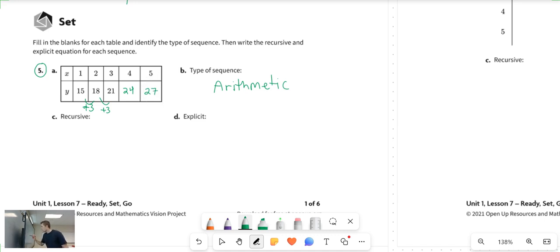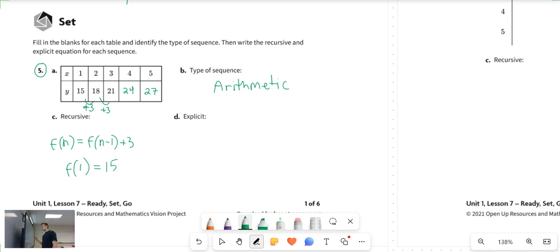All right, our recursive form is going to be f of, it says x and y, but we'll still use n, that's fine. f of n equals f of n minus 1 plus 3, because we're adding 3 each time. And then we should note that f of 1 equals 15.